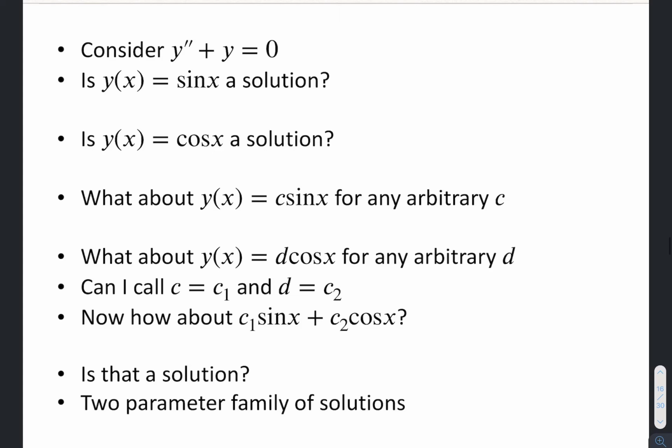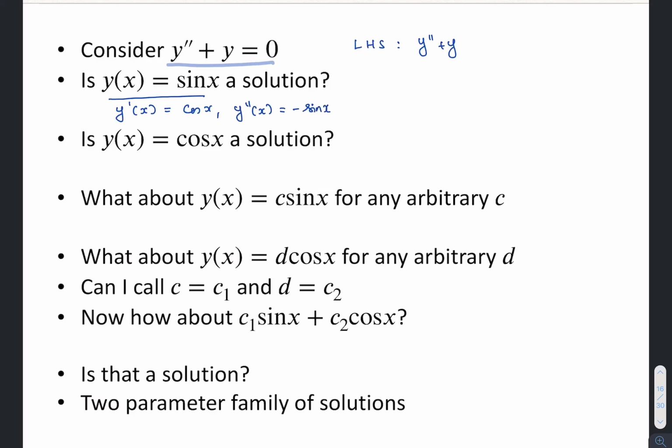Let's take a look at this second order differential equation: y double prime plus y is equal to 0. The question is, is y of x equals sine x a solution? Let's quickly take a look. My y is equal to sine x. Let's see what happens to the derivatives. You're all experts in the derivative. The y prime of x is equal to cosine x, and the y double prime of x of the same function is going to be negative sine x.